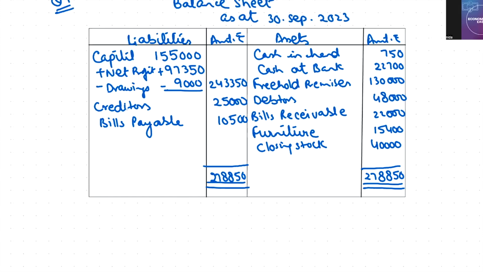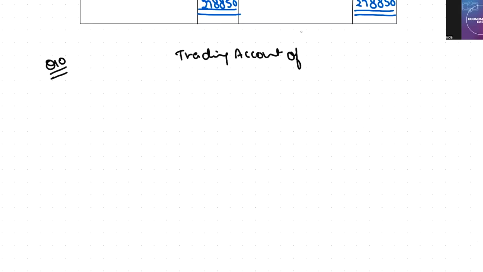Now I'm going to solve question number 10. I've already given you the screenshot. First, I'm going to write here the heading, trading account of, for example, the name mentioned here, Mr. Patil, for the year ended 31st March 2023.